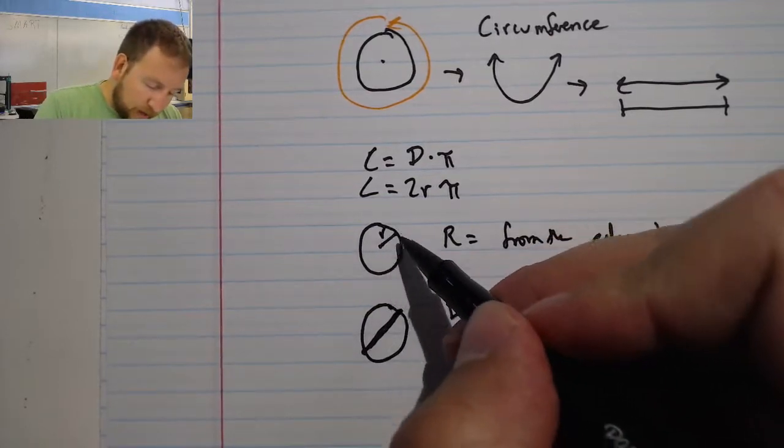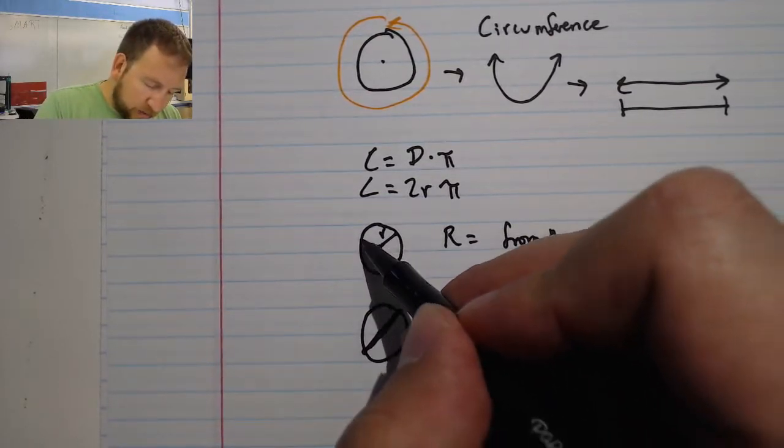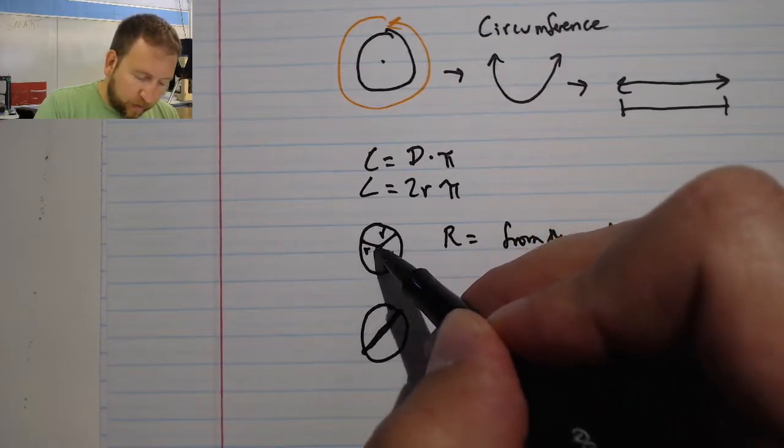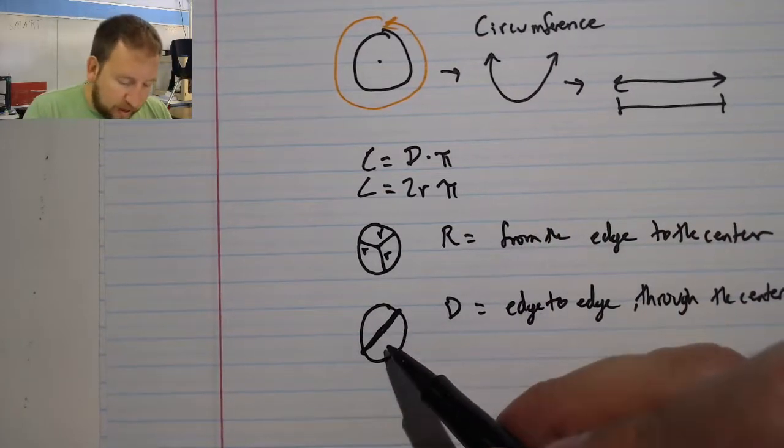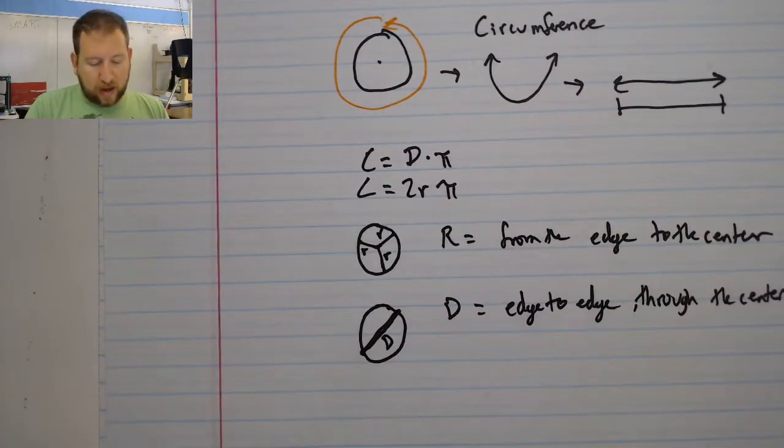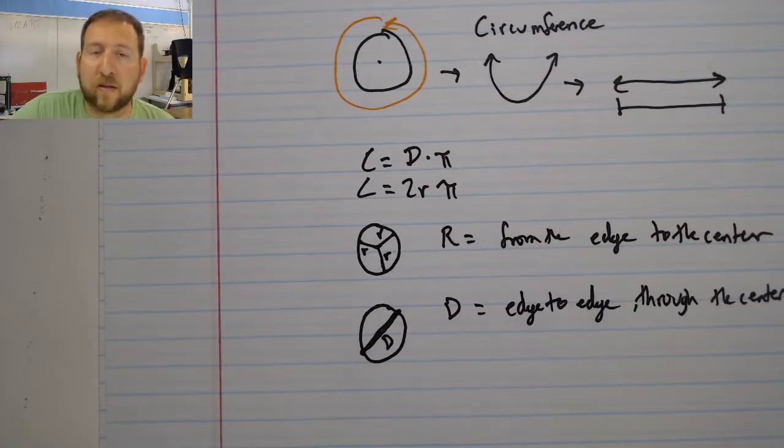Recall that the radius, it doesn't matter where it goes, the radius is always equal in a circle. The same with the diameter. No matter which side I cut from and go to the opposite side, as long as it's through the center, I will be able to use it and it'll be able to function just fine.